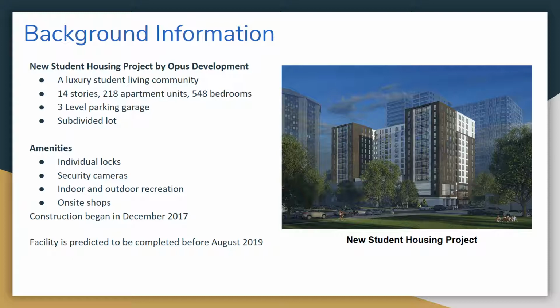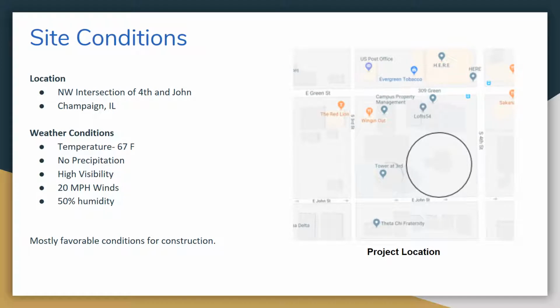The observation took place on April 12th. On this date, the weather conditions included a temperature average of 67 degrees Fahrenheit, no precipitation, high visibility, 20-mile-per-hour winds, and 50% humidity.